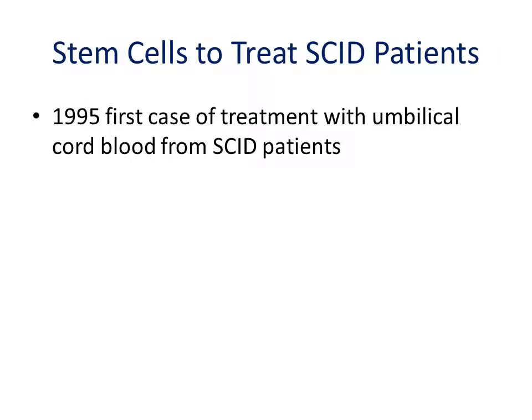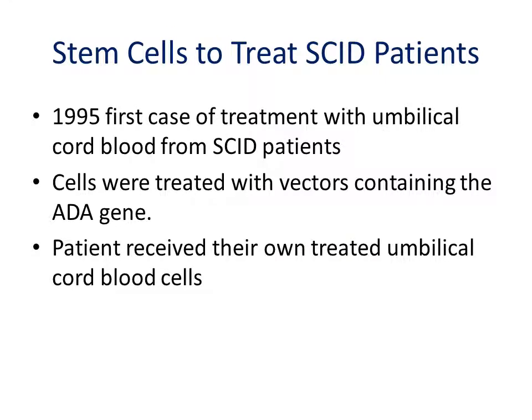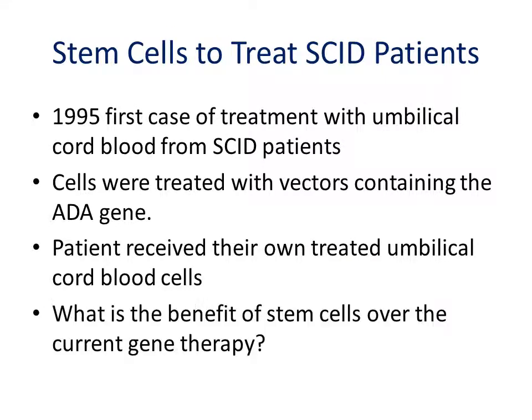More recently, patients suffering from SCID have been treated with stem cell therapy. So in 1995, the first case of a SCID patient treated with umbilical cord blood was recorded. The cells were treated with vectors that contained the functional ADA gene. So patients then received their own umbilical cord blood cells back. What do you think would be the benefit of stem cells over the current gene therapy?